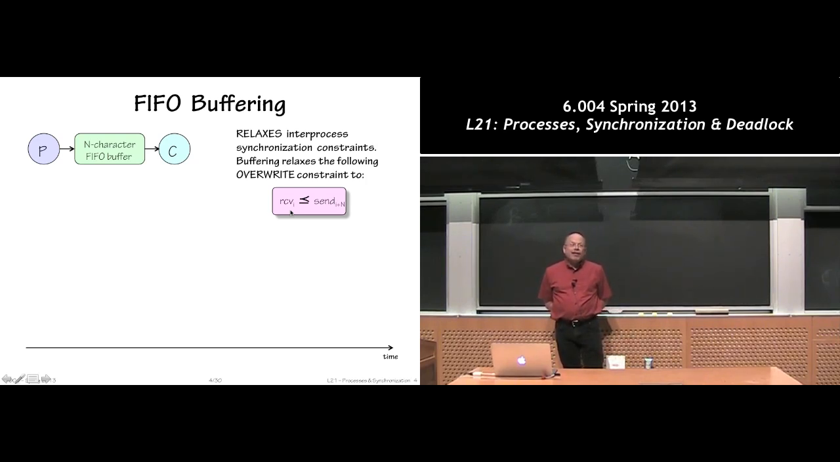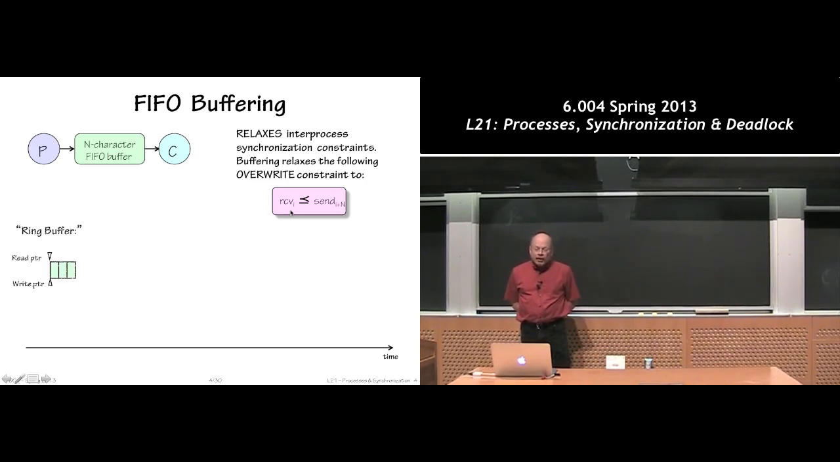Once you've sent n things, you have to wait for at least the first reception to happen before you're allowed to do the (n+1)th send. In other words, the reception has made room in the n character buffer for you to send one more character.